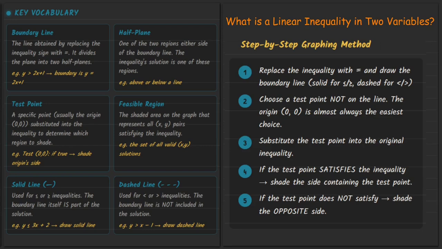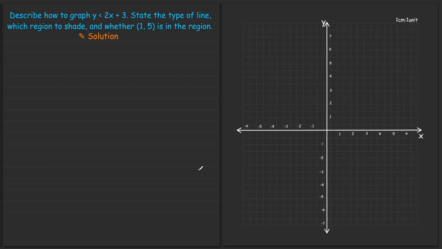So with that said, let's answer a few questions to enhance our understanding. Our first question says: describe how to graph y is less than 2x plus 3 and then state the type of line, which region to shade, and whether (1, 5) is in the region. It just says you should describe, but I have my graph sheet here so that we actually illustrate it as well.